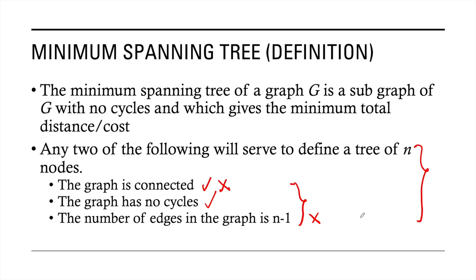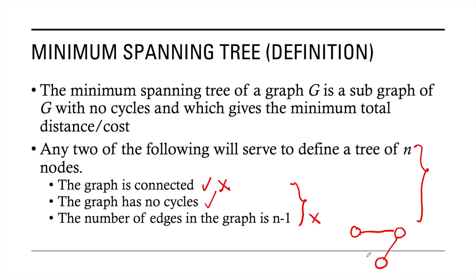Why? For example, let's say you just have three nodes. Okay? In order for you to connect these three nodes, you only actually need two edges. So for example, let's say this and this. So as you can see, if the graph is connected and the number of edges is n minus 1, so in this case 3 minus 1 is 2, then surely your graph will not have cycles. Okay?